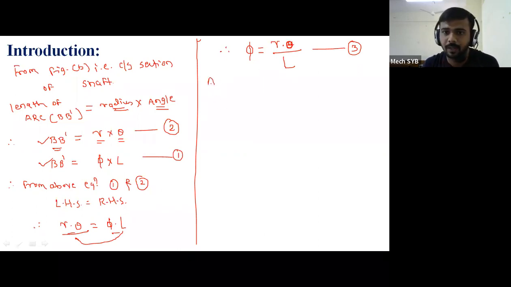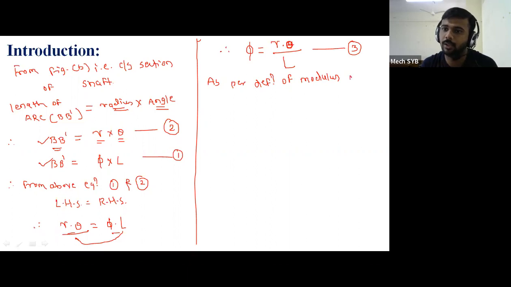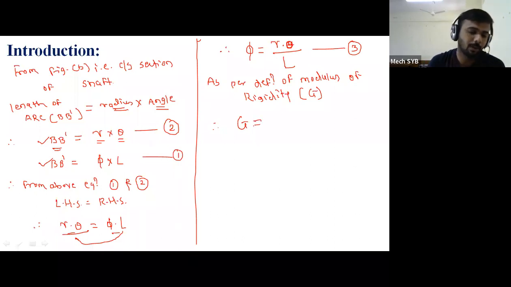Now, as per definition of modulus of rigidity, G is equal to. What is the definition of modulus of rigidity?